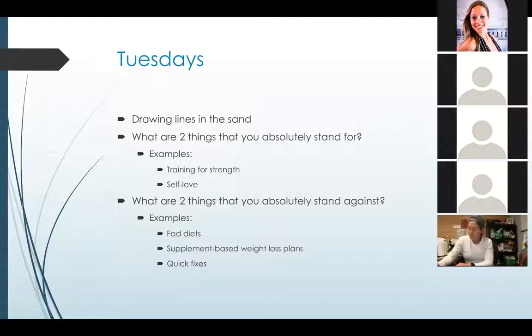And don't be afraid to ruffle some feathers. You really have to do that in order to be different, in order to stand out, and in order to really deeply and powerfully resonate with the right people. And it's okay if you make some people upset. I just want to encourage you to be really clear and very powerful in the things that you stand for and against. So go ahead and jot that down.